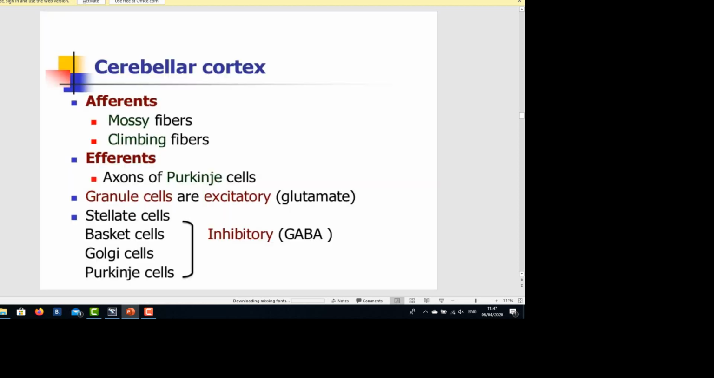Now let's talk about cerebellar cortex. It has the afferents, it has the efferents. The afferents are the mossy fibers and the climbing fibers. The efferents are the axons of Purkinje cells. Granule cells are excitatory, releasing glutamate, and the stellate cells, basket cells, Golgi cells, and Purkinje cells are all inhibitory, releasing the neurotransmitter gamma aminobutyric acid.